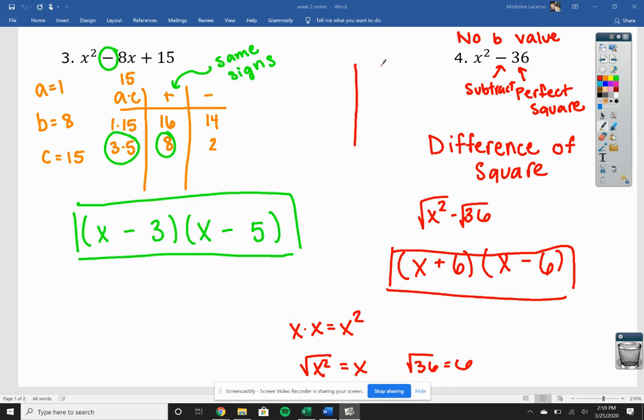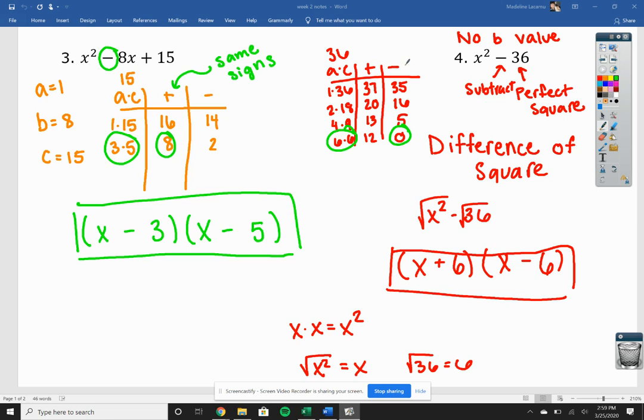And just to show you that it works in your chart, I have A times C, plus and minus. A times C is 36. It should be 1 times 36, 2 times 18, 4 times 9, and 6 times 6. Add, you get 37, 20, 13, 12. Subtract, you get 35, 16, 5, and 0. We're looking for the 0, which means we're going to use a 6 and a 6.